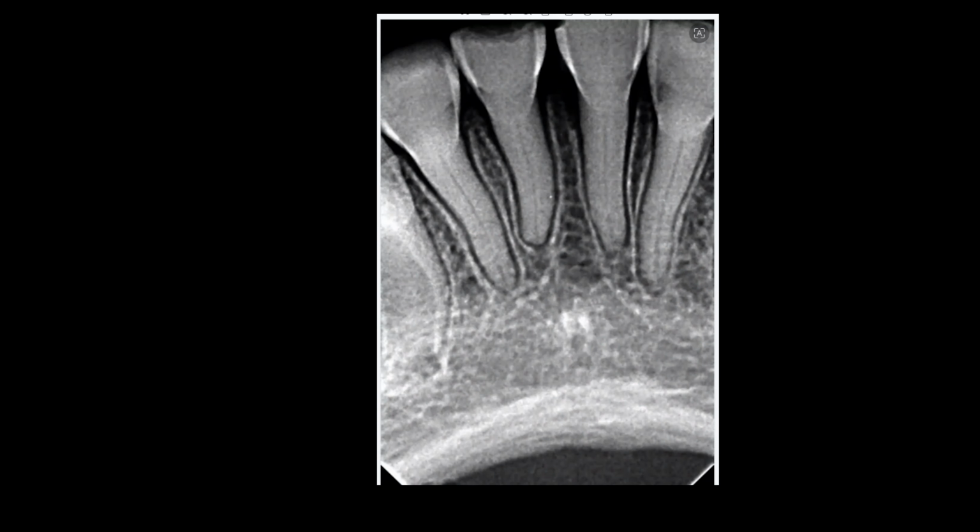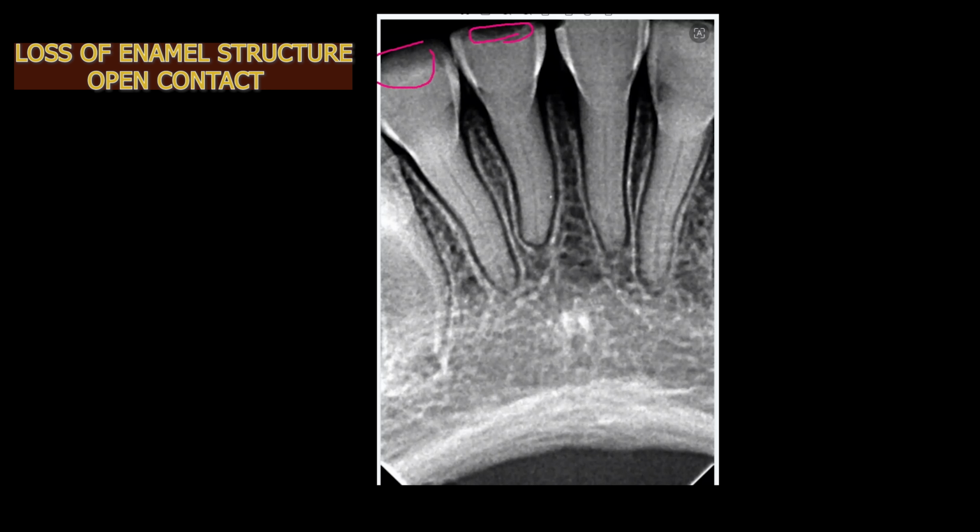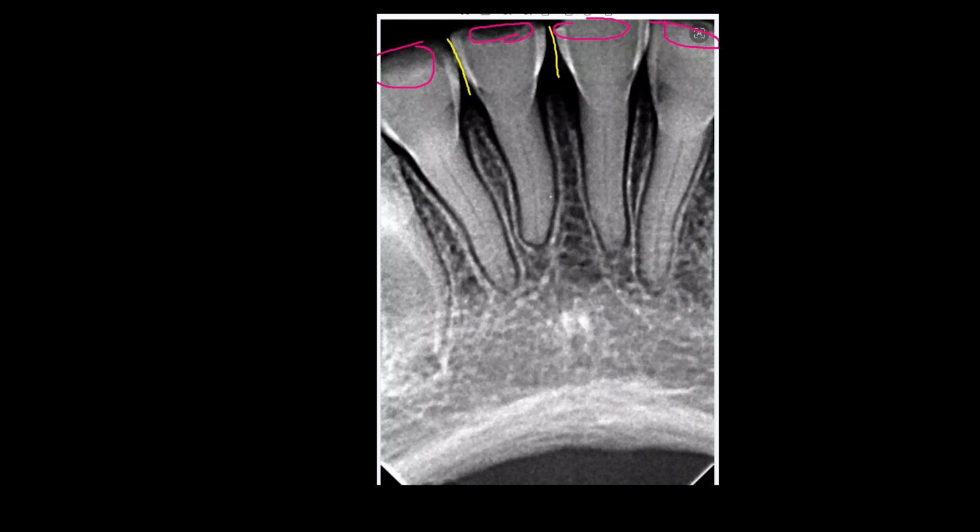With respect to the IOPA of the lower anterior teeth, you can see loss of enamel structure from the incisal third of the tooth surface. You can also find open contacts for this patient because of the loss of enamel structure.